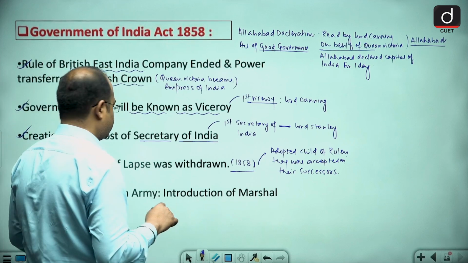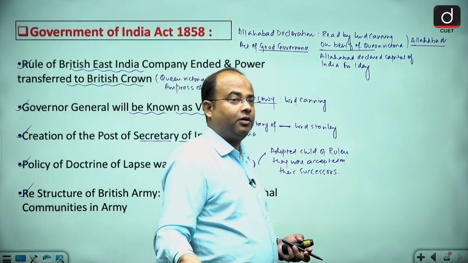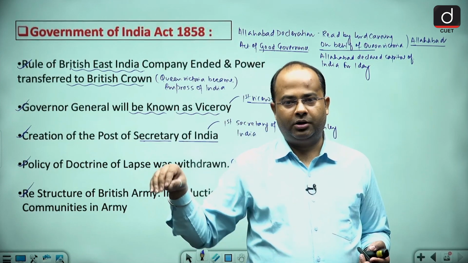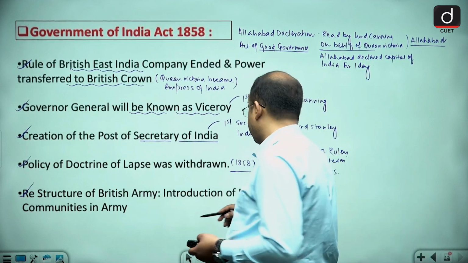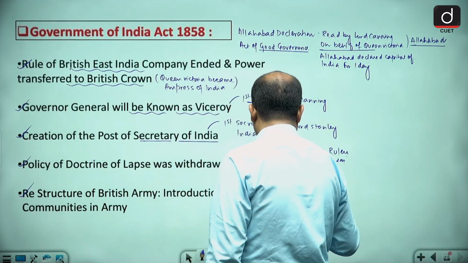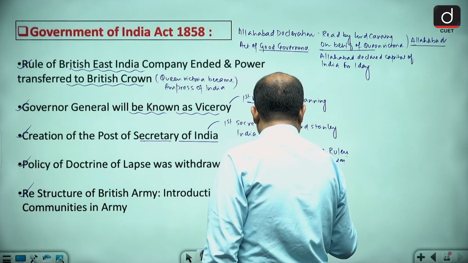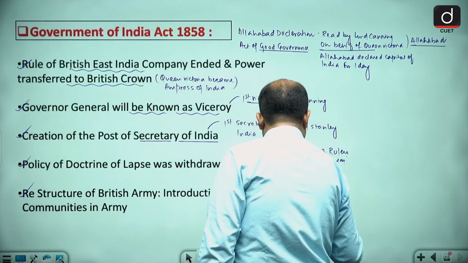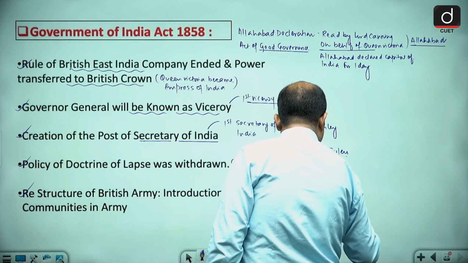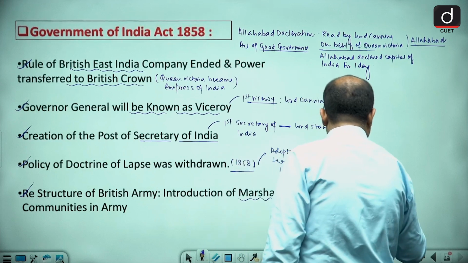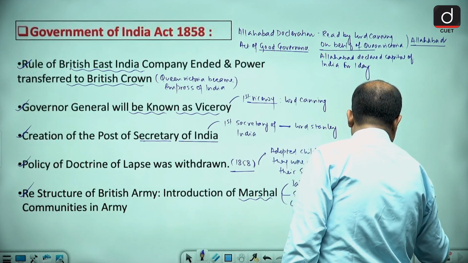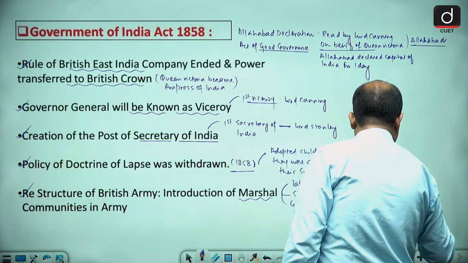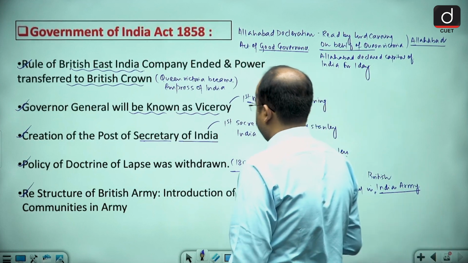There was also a restructuring of the British Army and the introduction of the martial race. The army was restructured because, according to the Britishers, the Hindus and Muslims were the major culprits of this revolt. So finally, what happened, my dear learners? The martial races, like Jats, Sikhs, and Gorkhas, were introduced in the British Indian Army.